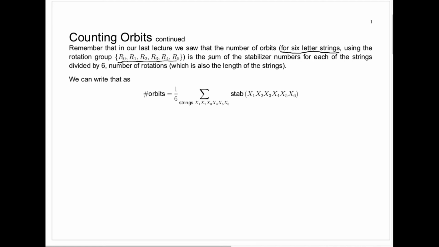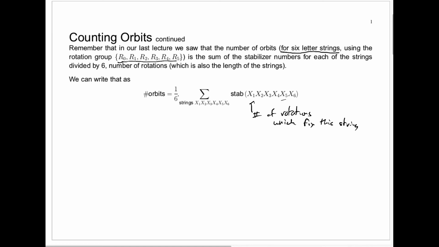We showed that the number of orbits is the sum of the stabilizer numbers for each of the strings, and then we divide that sum by 6, the number of rotations. So we can write that like this, where stab of x1, x2 through x6, the stabilizer number of this string, is the number of rotations which fix this string. So we sum up the stabilizer numbers over all the strings, and then we just divide by 6.